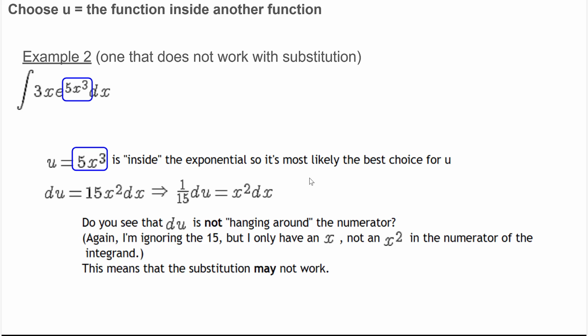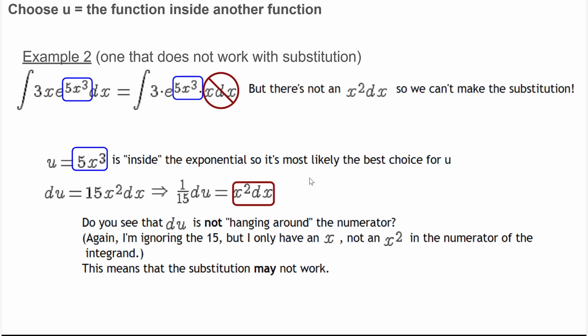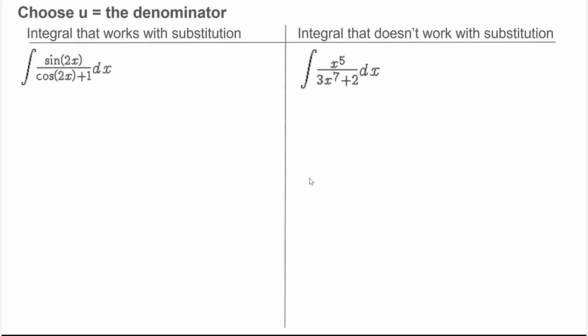I went ahead and divided by 15 to make it really clear that 1/15 du is x squared dx, and I just don't have the x squared dx in my integrand, so it is not going to work. So we can't solve this one with substitution. Let me do 2 other examples, choosing u equals the denominator, one that does work and one that doesn't.